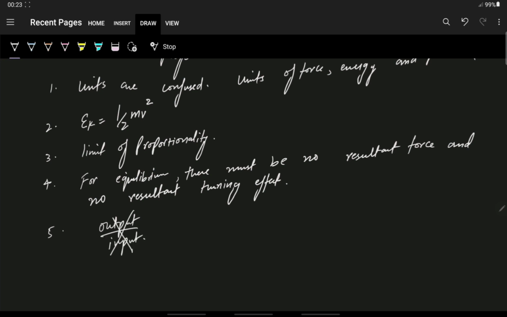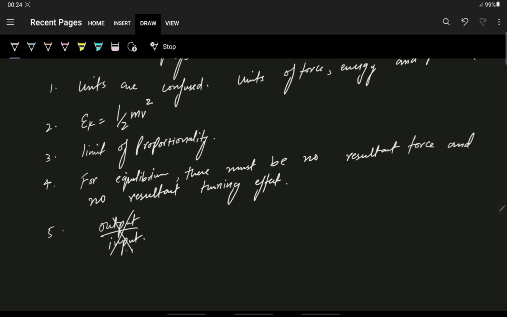What you need to understand here is that efficiency is useful output energy over total input energy, or useful output power over total input power. The energy should come twice, upstairs and downstairs, and power also in the numerator and the denominator. It should come twice. So you should know about this expression.